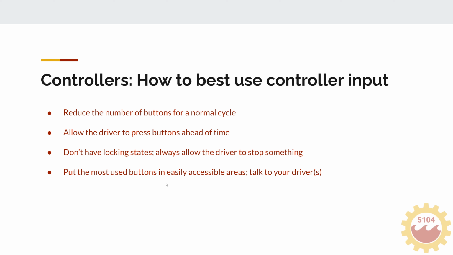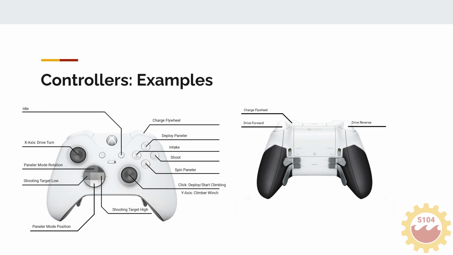This is one I see a lot of teams struggle with: put the most used buttons in the most accessible areas. The least used buttons should go in the least accessible areas. Talk to your drivers about where is easy to press. For our specific control layout, I know it's different for everyone, the driver uses his left thumb on the x-axis for the turning, and then he uses his left pointer finger on the trigger and his right pointer finger on the other trigger, and then his right thumb is used to press all the other buttons.